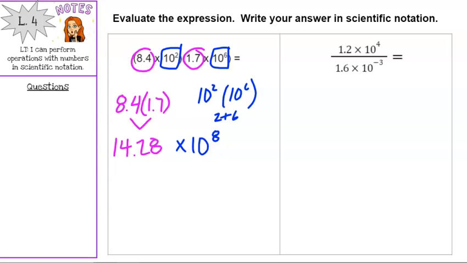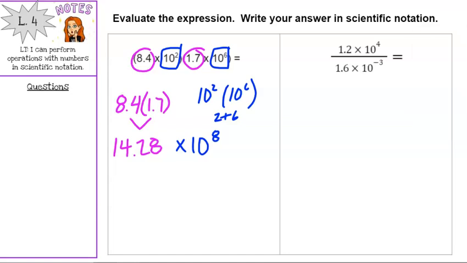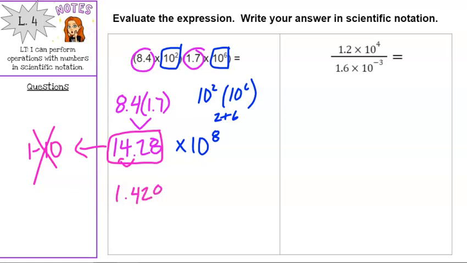Now in our last example, that was it. We were done. But on this one, we do need to double check that coefficient. Is our coefficient a number that is between 1 and 10? 14.28, that's a little bit too big. That's bigger than 10. So we have to change that number to a number that's between 1 and 10. So what we're going to do is move that decimal place over 1 to the left. This is going to become 1.428.